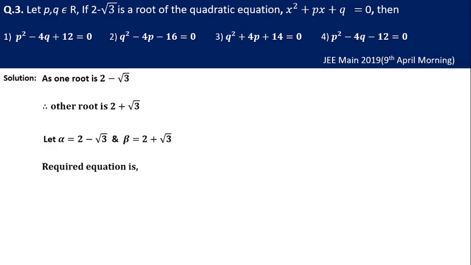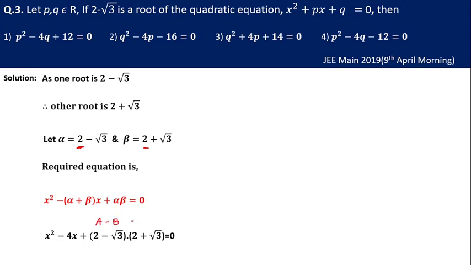That theory you have also studied. And that equation becomes x square minus (alpha plus beta) into x plus alpha into beta is equal to 0. Now what can I write for alpha plus beta? It is simply the addition. The addition of alpha and beta: 2 and 2 get added to 4, and minus root 3 and plus root 3 get cancelled. So this is x square minus 4x.